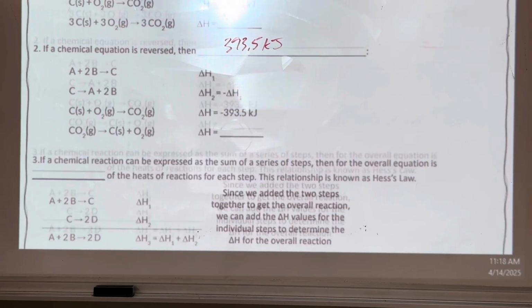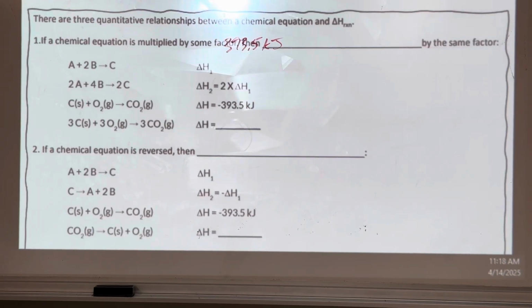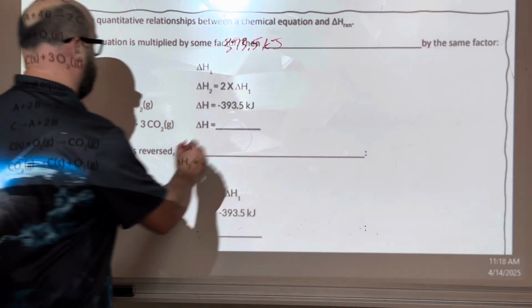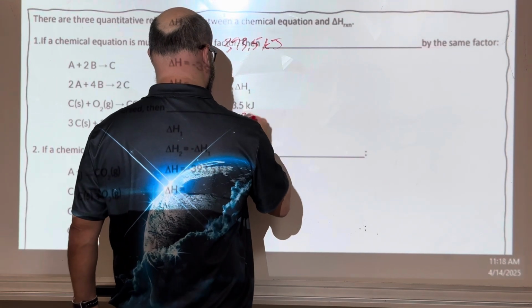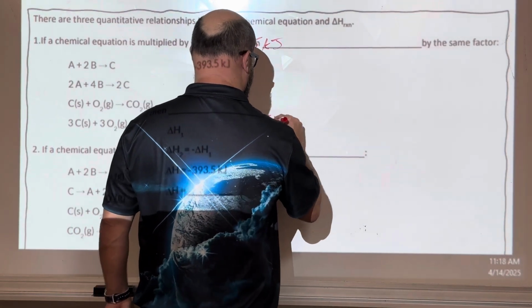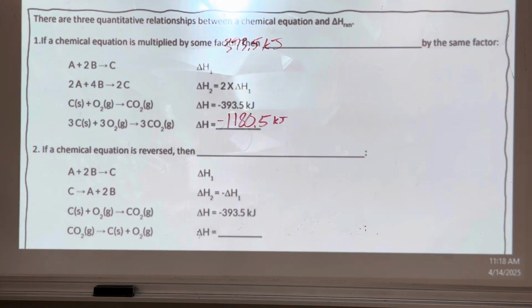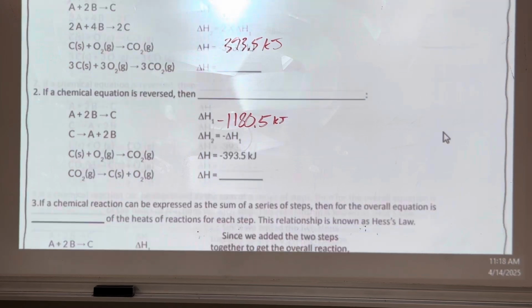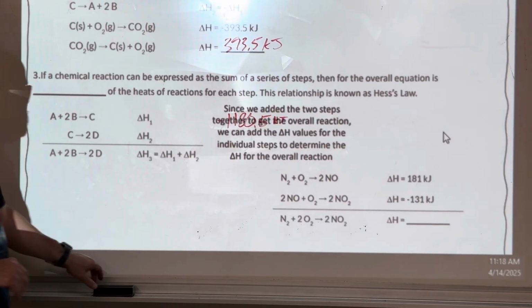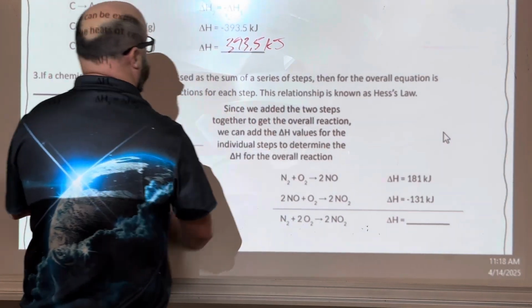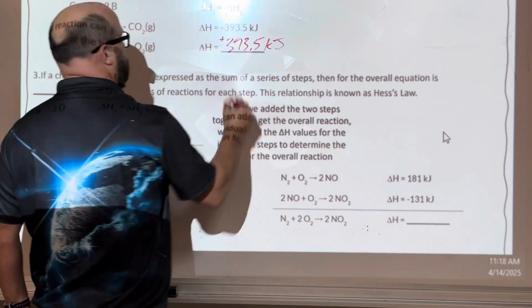I think I gave you the wrong value for this one, sorry. Negative 1180.5. Some of you are like, what the heck is wrong with this guy? So for example 1, it's negative 1180.5. Example 2 is positive 393.5.